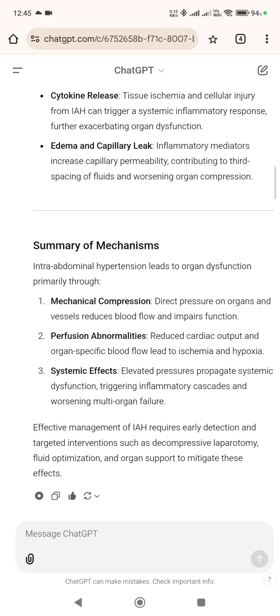Effective management of IAH requires early detection and targeted interventions such as decompressive laparotomy, fluid optimization, and organ support to mitigate these effects.